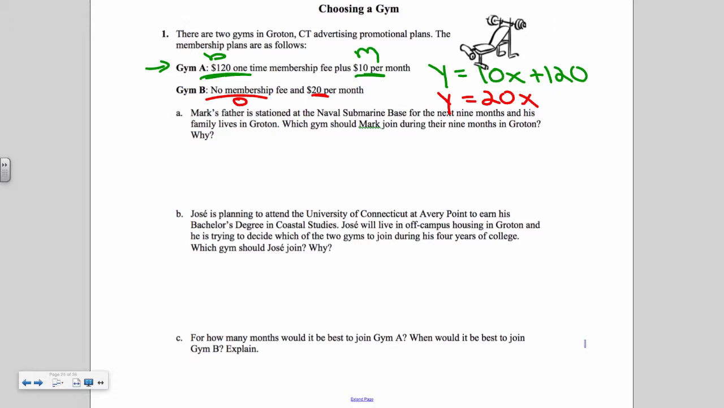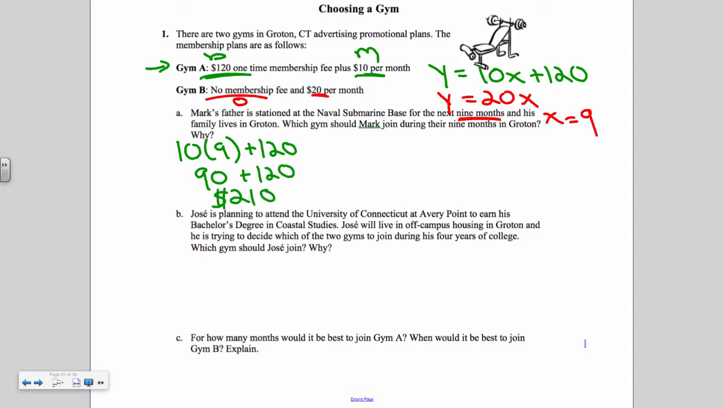Mark's father is stationed on a naval submarine base for the next 9 months. Okay? Which gym should they choose? Well, all that means is that x equals 9. So I'm going to take that and plug it in. So for the first equation, it would be 10 times 9 plus the 120. So $10 for 9 months is 90 bucks plus 120 bucks. For Gym A, I would pay a total of $210.